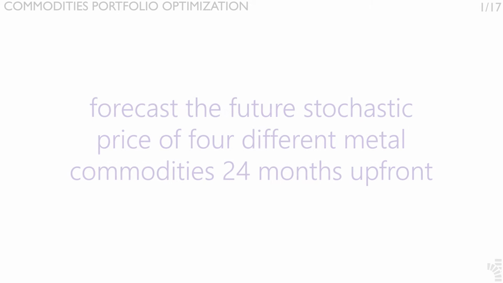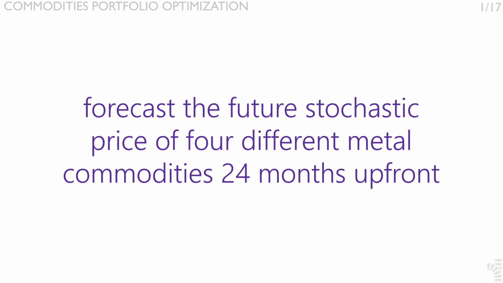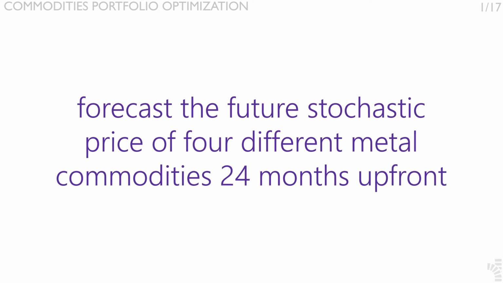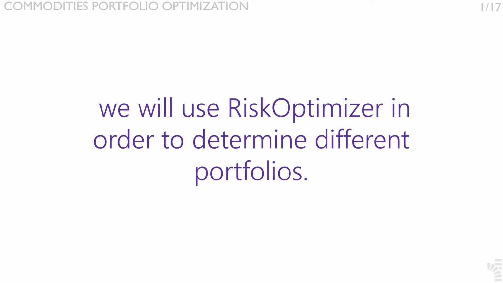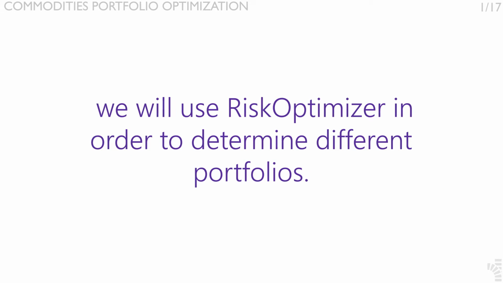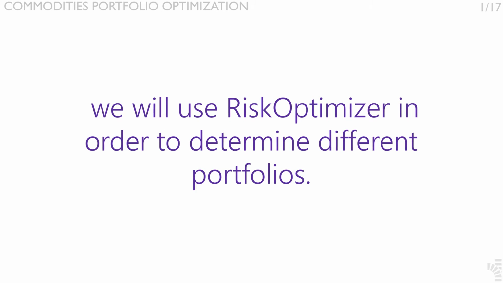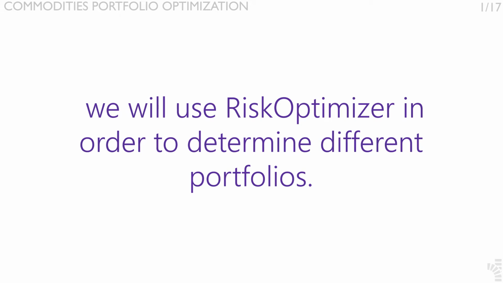We will use time series analysis to forecast the future stochastic price of 4 different metal commodities 24 months upfront, considering historic price variations and the correlations between these assets. Then, we will use optimization techniques, using RiskOptimizer, in order to determine different portfolios. That is to say, combinations of assets that will comply with the investor's risk profile objectives.